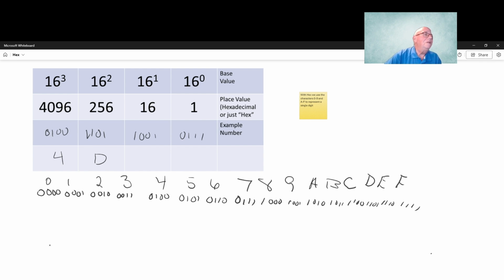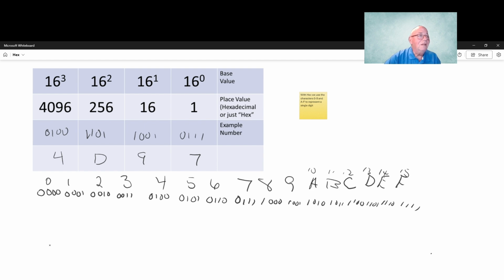How do we know that? Well, that's 8 plus 4 is 12 plus 1 is 13. And sure enough, D is 13. Right? Actually, let me go ahead and put these in here. It's 10, 11, 12, 13, 14, and 15. So 1001 is 9. And 0111 is 7.